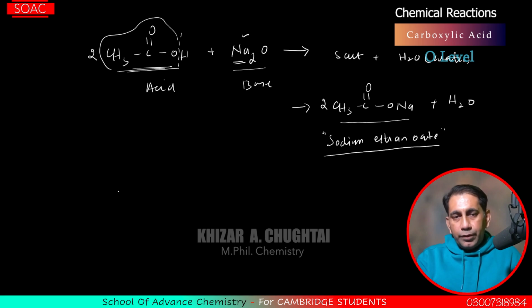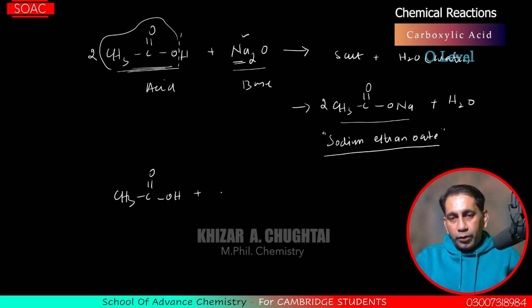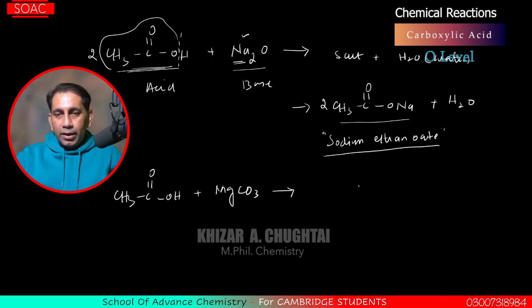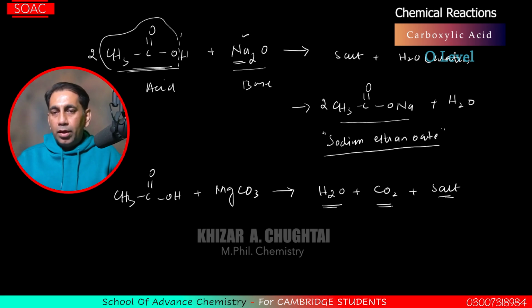The next thing, if this acid, like an organic acid, carboxylic acid, is allowed to react with any metal carbonate, for example, this time I'm going to use MgCO3, a metal carbonate, then 3 products are formed. Number 1, water is formed. Number 2, carbon dioxide gas is formed. Number 3, salt is formed. So these products are fixed. I mean, they are definitely formed whatsoever is the nature of this carboxylic acid and whatsoever the nature of this carbonate. Water is formed, carbon dioxide is formed, and salt is formed.